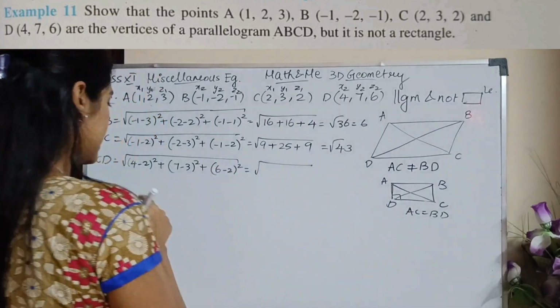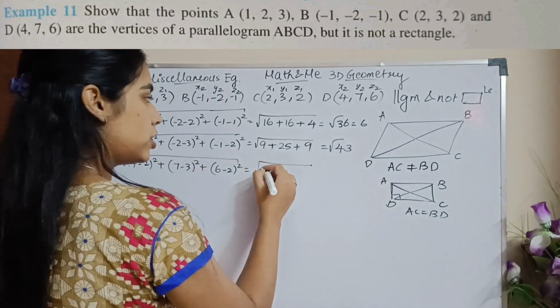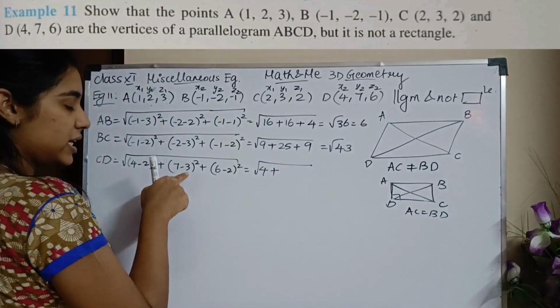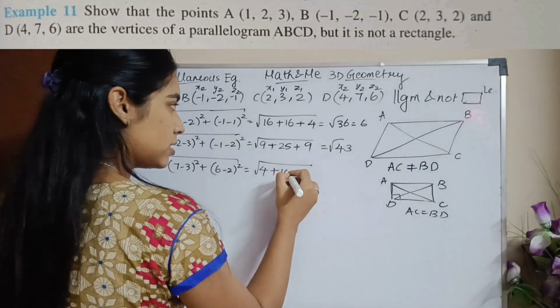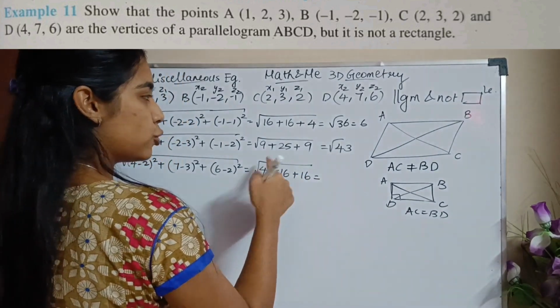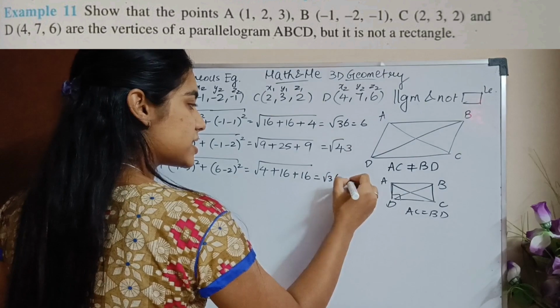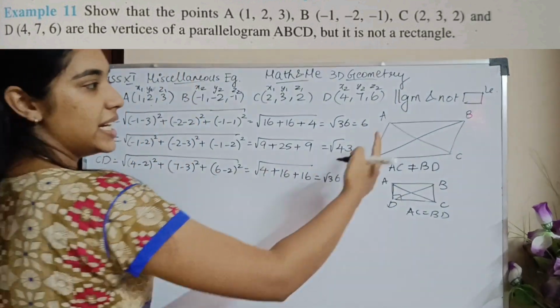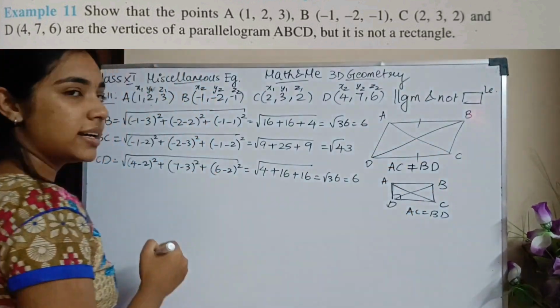So this will be 4 minus 2 is 2, 2 square is 4, plus 7 minus 3 is 4, 4 square is 16, plus 6 minus 2 is 4, 4 square is 16. You see again we get 32 plus 4, 36, square root of 36, which is 6. So you see AB equals CD. So these two sides are equal.